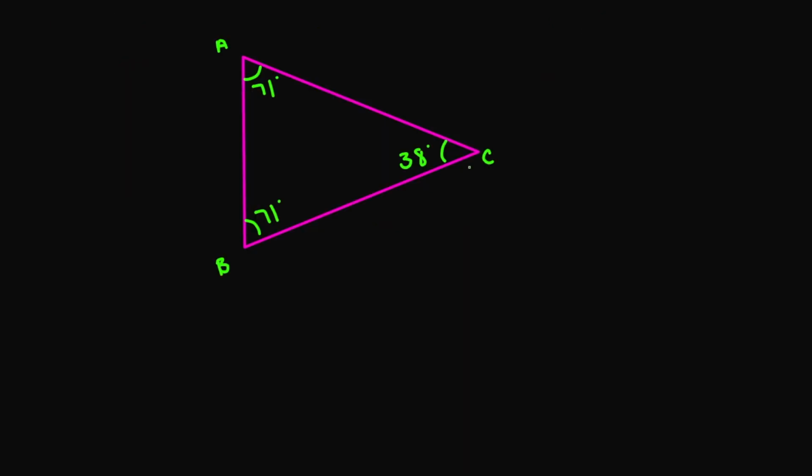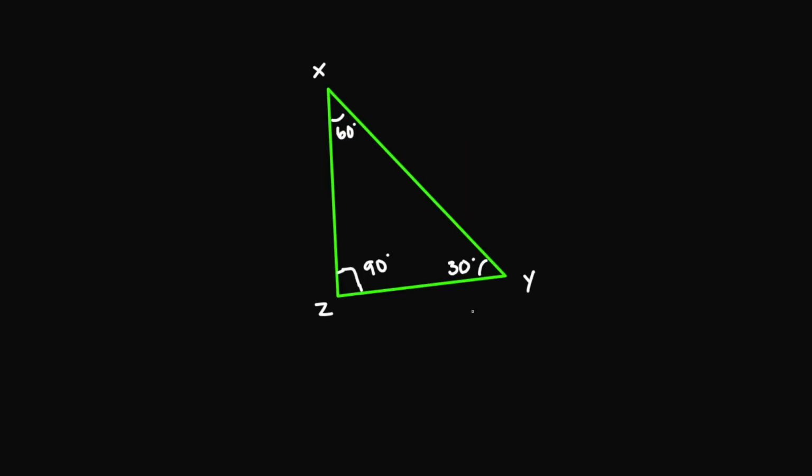So let's look at this example here. I have two angles that are 71 degrees, and then I have one more angle that's 38 degrees. By looking at this example, is this acute, obtuse, or a right triangle? In this example here, this is an acute triangle. So your answer here is going to be triangle ABC is acute. And remember, the point for an acute triangle is that all your angles have to be less than 90 degrees to make it an acute triangle.